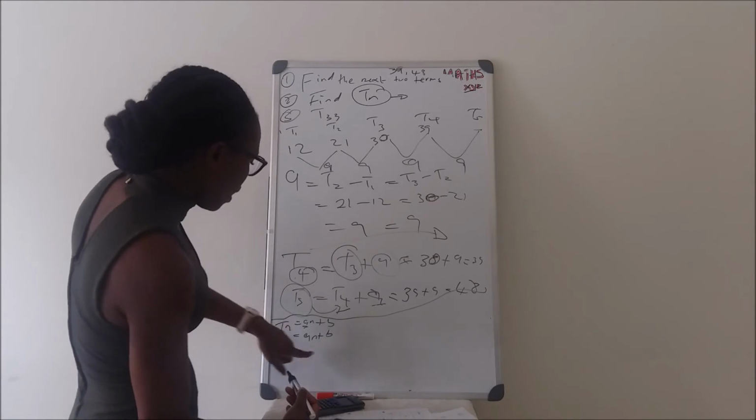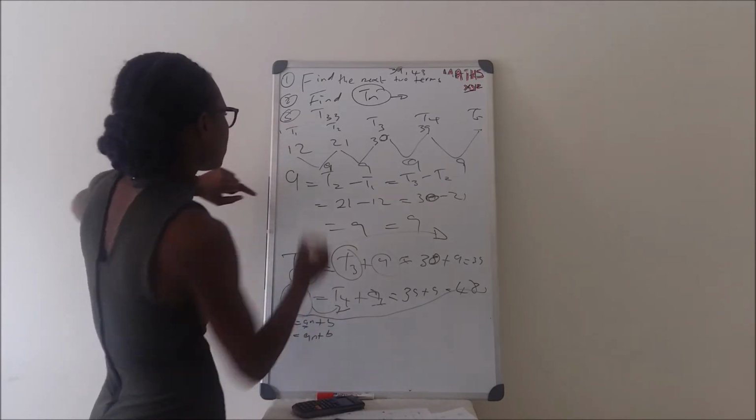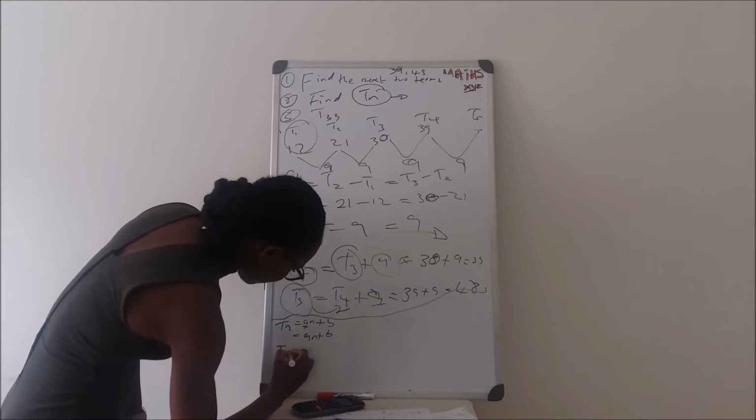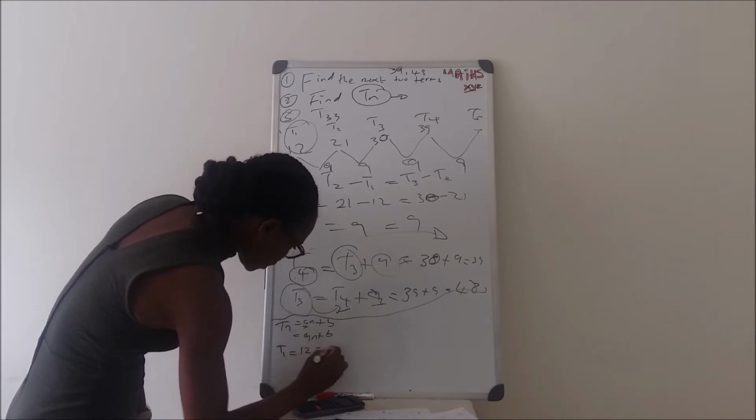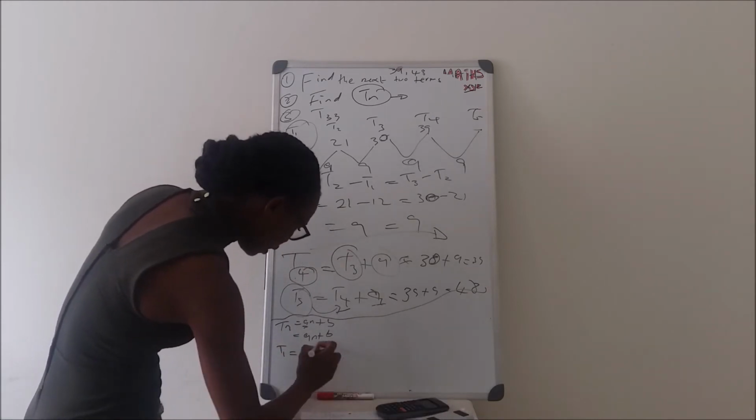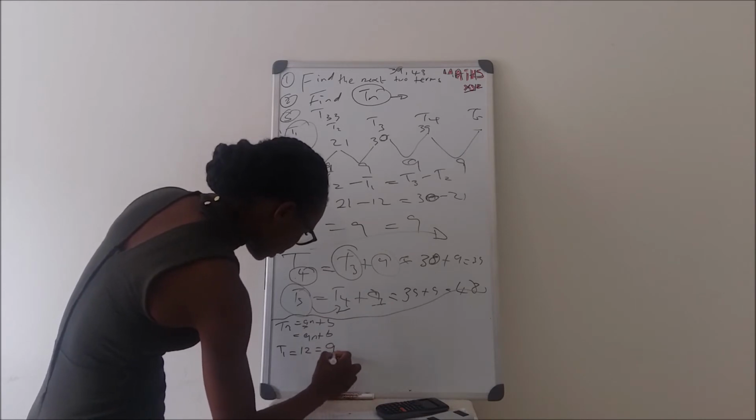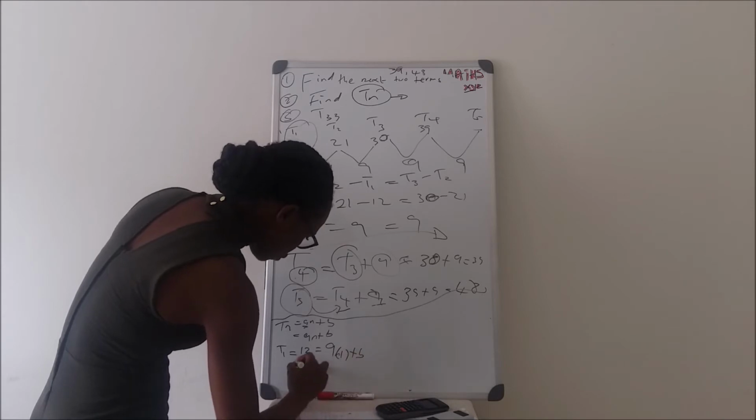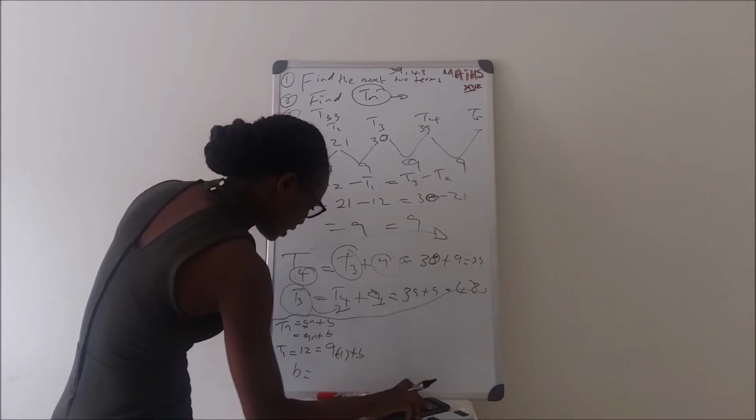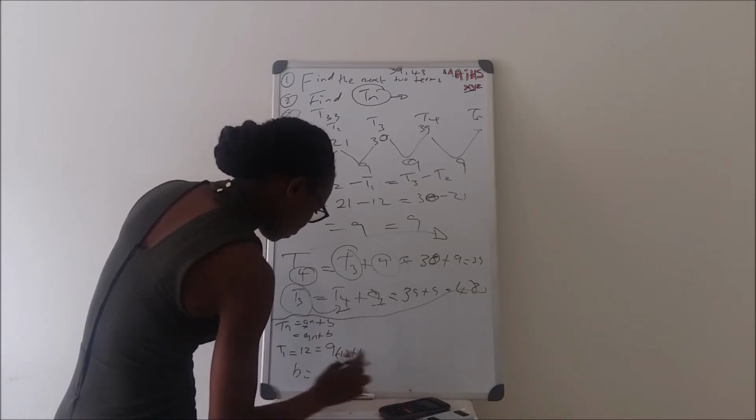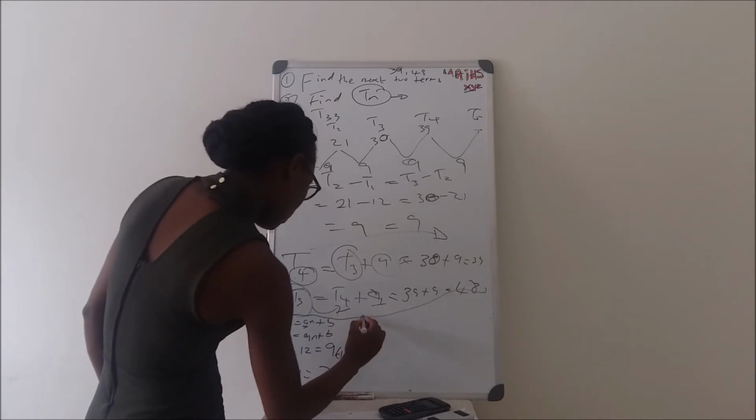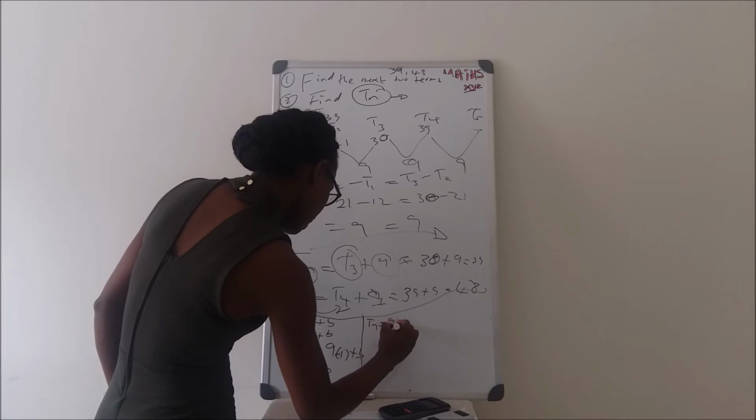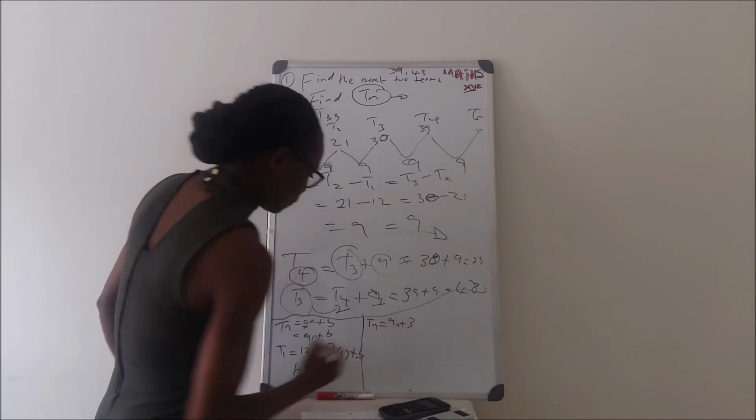To find our B, which is constant, we use the very same T1 equals 12. So T1 equals 12, which equals 9n, where n equals 1, plus B. So our B here would be 12 minus 9, which is 3. So our formula would be Tn equals 9n plus 3.